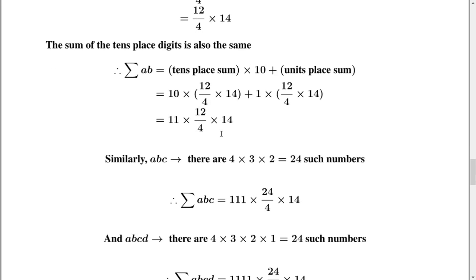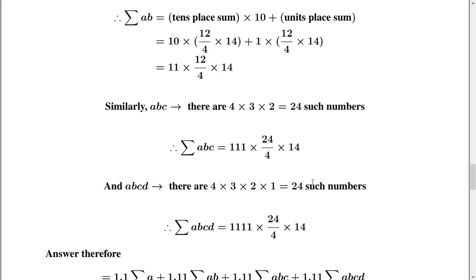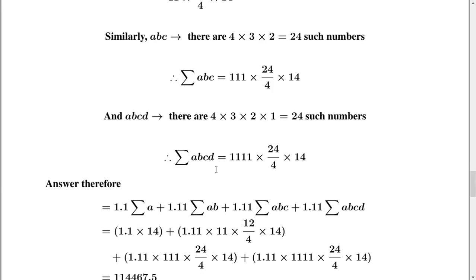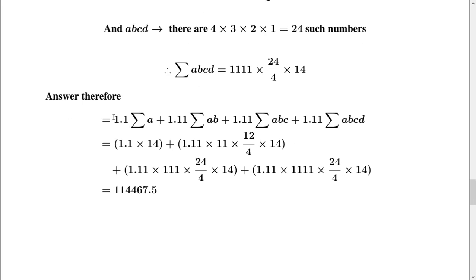We can apply the same logic for 3-digit and 4-digit numbers. There are 4 into 3 into 2 3-digit numbers, and so summation of ABC can be written as 111 times 24 by 4 times 14, and summation of ABCD would be this. And you put in all the values in the expression we found earlier, you get the answer.